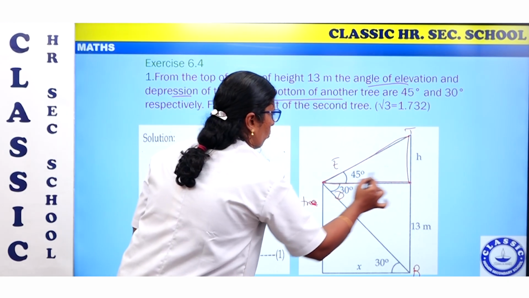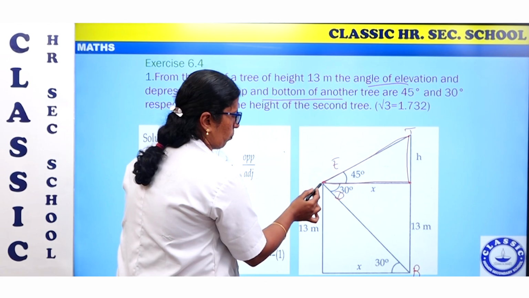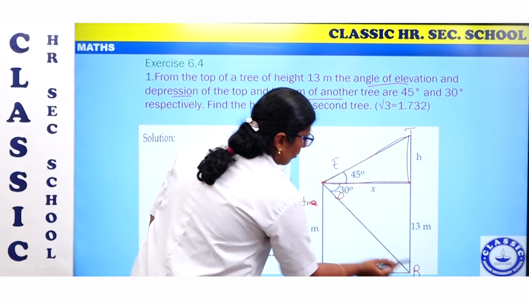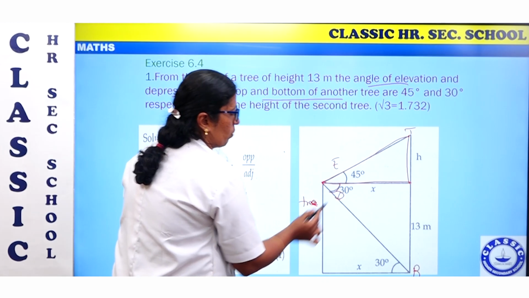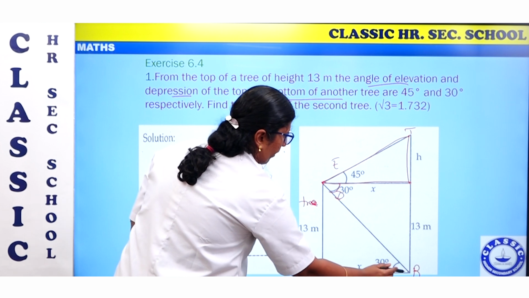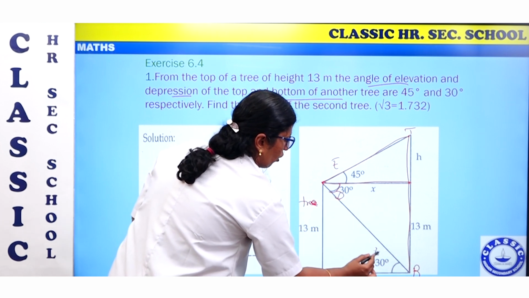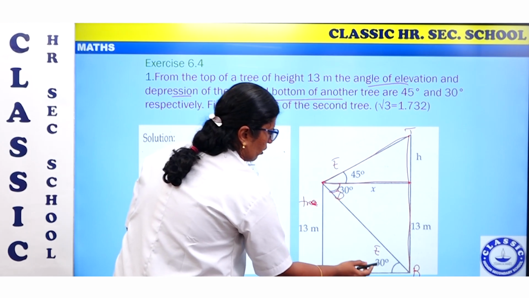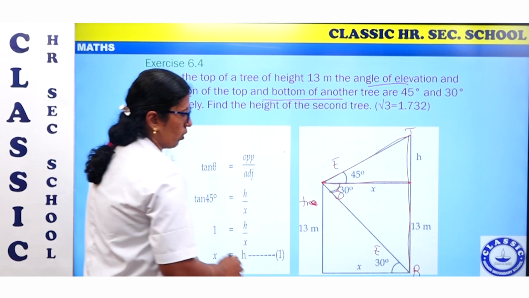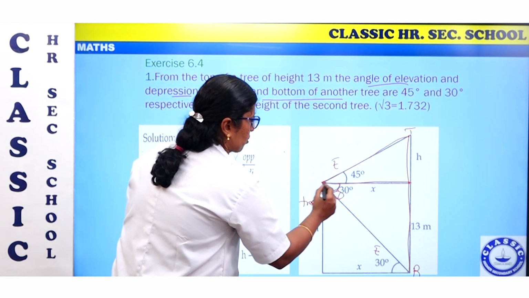This is elevation. What is that angle given? 45 degree. And the same way, if you are standing at the top of the first tree, you observe the bottom of the second tree. So you get an angle of depression. How much angle is given? 30 degree. So now, as I told you, draw one right angle triangle. The angle of depression changes to an angle of elevation. So this is 30 degree, which means automatically this angle is also 30 degree. What is the concept? Alternate angles are equal. Now you give names to this diagram.